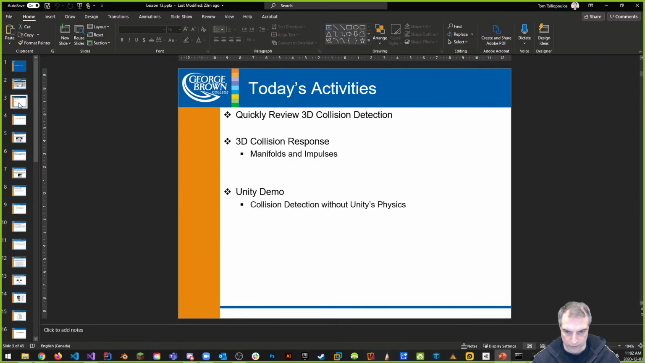Alright, so what are we doing today? So a quick review of 3D collision detection. We need to talk about that just briefly. I also wanted to bring it into this PowerPoint just to make sure that we had it close at hand for some of the equations that we're going to need today to make work. Okay, so that's kind of where we have that right now.